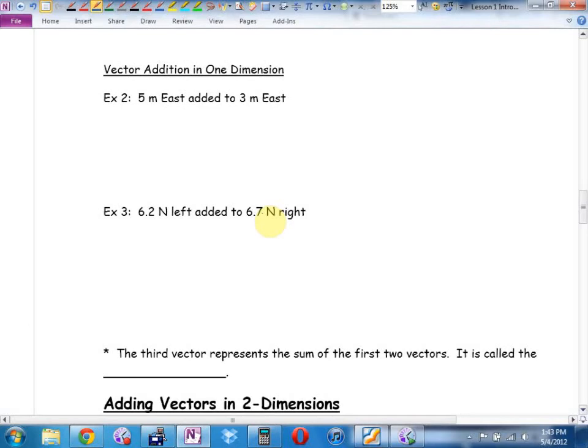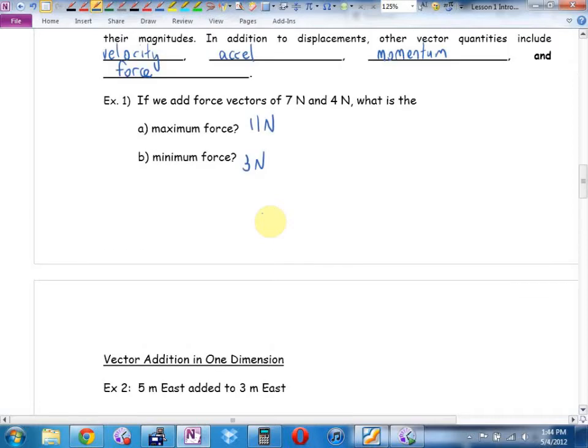You already technically know how to add vectors in one dimension. If I add 5 meters east to 3 meters east, what is my displacement? Well, I said magnitude, I agree with you, but if I'm magnitude only, I'm going to say the biggest magnitude of a force would be 3, whether it's negative in the opposite direction or positive. I'm not going to be fussy on direction right now. Yeah, good question.